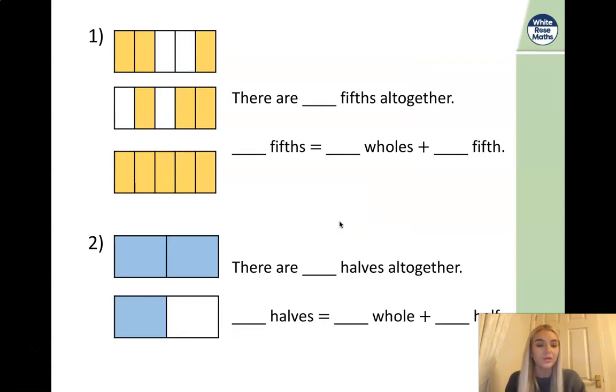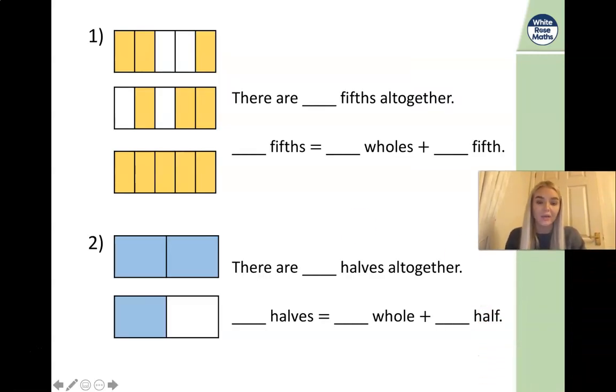I would like you, using the method that we've just looked at, to have a go and see if you can finish the sentences. There are how many fifths altogether? How many yellow parts are there? So then that amount of fifths, how many wholes can you make and how many fifths do you have remaining?